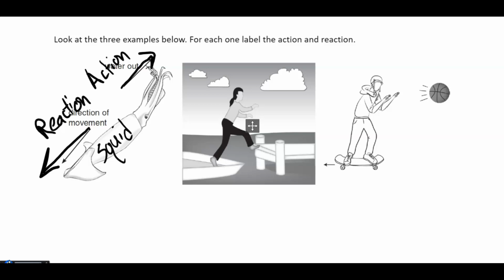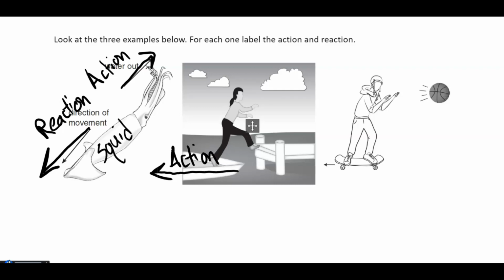All right, now this next one is a girl jumping out of a boat onto a dock. As you can imagine, some things are going to happen in this picture. Okay, now what's the first thing that happens? If you're standing in the front of the boat and you want to jump out onto the dock, you have to take a step. In other words, when you take a step, you're pushing backwards on the boat. So the first thing that happens is the girl pushes backwards on the boat. We're going to label this the action because it's the first thing that happens.